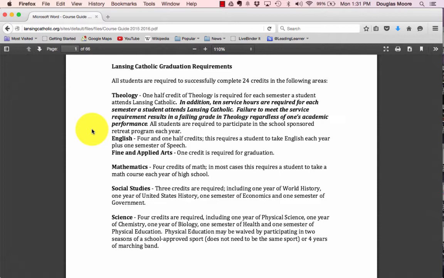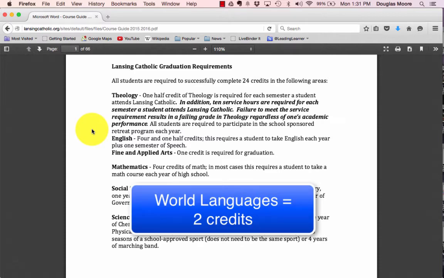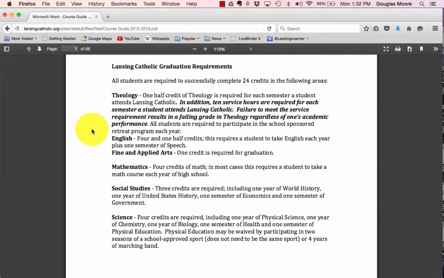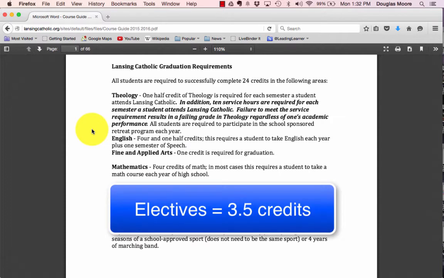To recognize the dignity of humanity through other cultures, we require 2 years of one of the languages that we offer here at Lansing Catholic: French, Latin, or Spanish, although you are certainly encouraged to pursue it for more than 2 years. And to give you some choice, we ask you to complete 3.5 more credits in other electives.